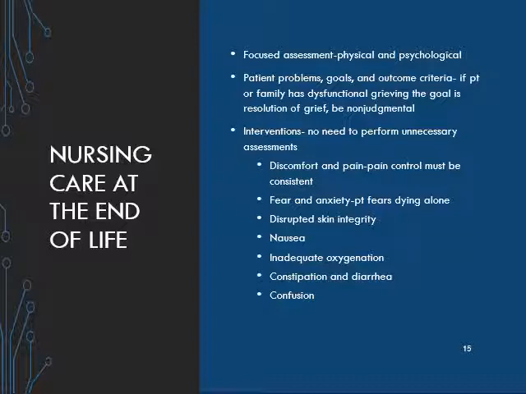So, patient problems, goals, and outcome criteria. If the patient or family has dysfunctional grieving, the goal is resolution of grief. You want to help them come to grips with their grief and that the patient is dying. And you have proof there. If you point that out, it will help the patient's family understand what's happening.